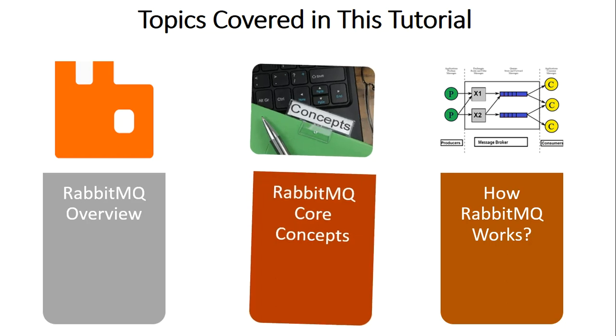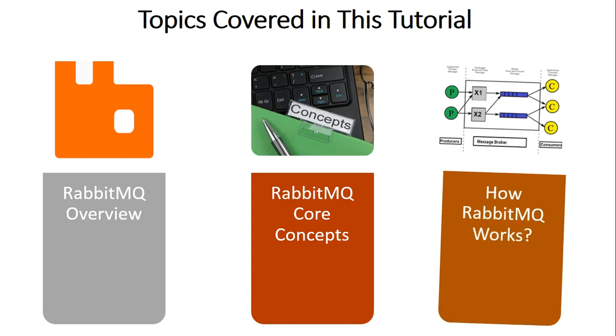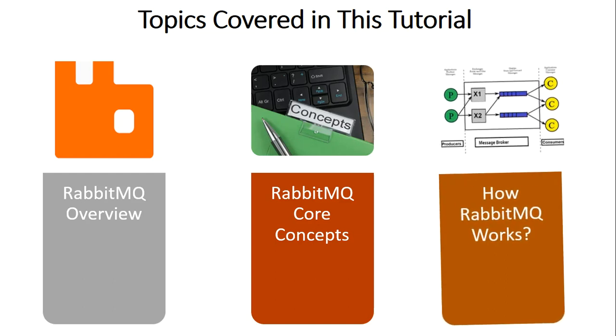And then we will look into the core concepts which are associated with RabbitMQ as a message broker. We will look into the details of the different features and concepts that are available in RabbitMQ, and how they relate to each other. And last but not least, we will look into the technicalities of how RabbitMQ works and how different components work together to achieve the desired goal of having good performance in any message broker.